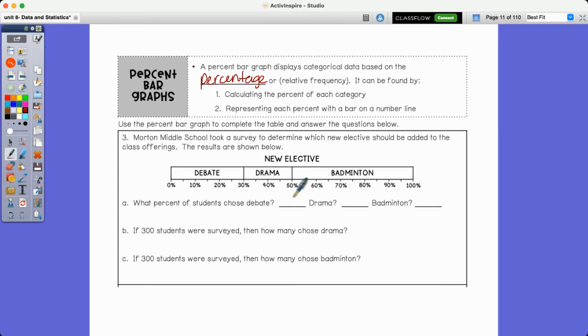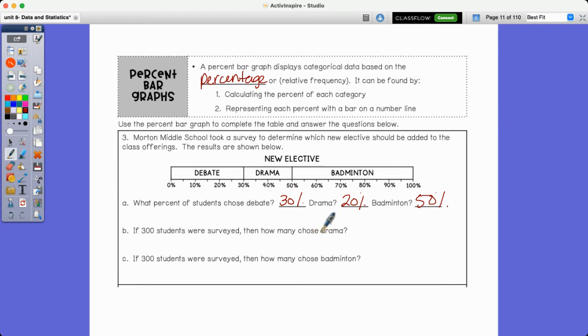What percent of students chose debate? And it was 30%. What percent chose drama? 30 to 50 is 20%. And then badminton is 50 to 100, which is 50%. If 300 students were surveyed, how many chose drama?